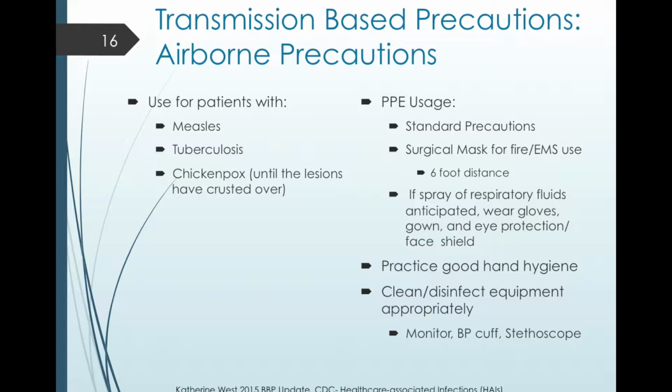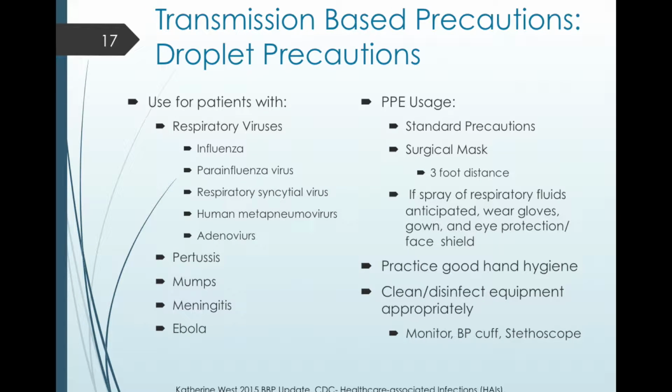We can add a gown, eye protection, and face shield to that as well. Make sure we're also having good hand hygiene and disinfecting our equipment like we would with the contact precautions after patient use. For droplet, specific conditions, any kind of respiratory virus, and we have a few listed here, but anything respiratory, make sure we've got a mask either on the patient or on ourselves. Pertussis, mumps, meningitis, and Ebola has made the list this year as well for droplet precautions.